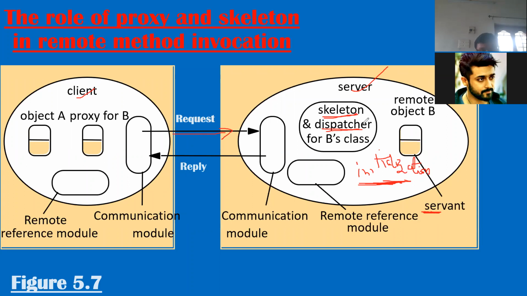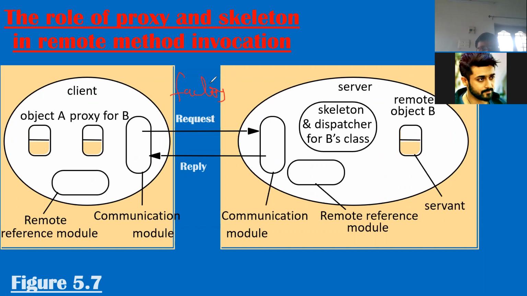Next is the client program. A server program contains skeleton classes, dispatcher classes, servant classes, and initialization. What does the client contain? The client contains proxy classes, for all the remote objects that it will invoke. Client program contains proxy classes. Clear? Next is factory methods.